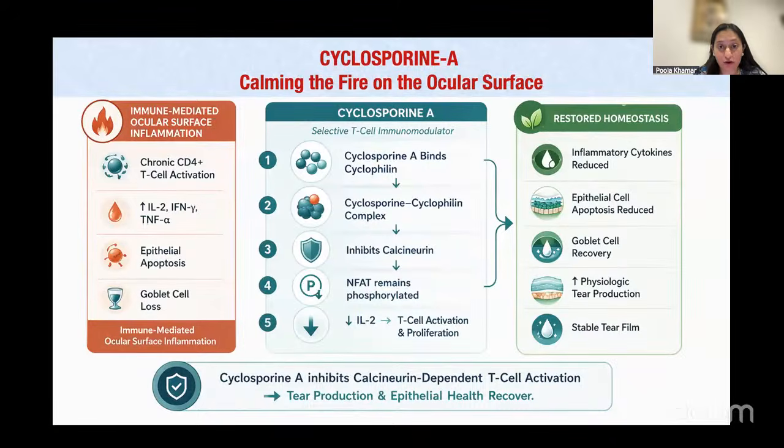Now, cyclosporin also, we know about it, and my previous speaker has covered it, but we know that it selectively suppresses the T cell driven inflammation. It interrupts the inflammatory cycle sustaining dry eye disease. And as inflammation decreases, goblet cell function improves, epithelial integrity recovers, and tear film stability gradually returns.